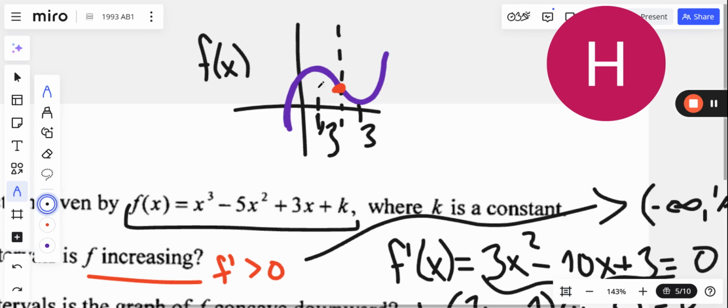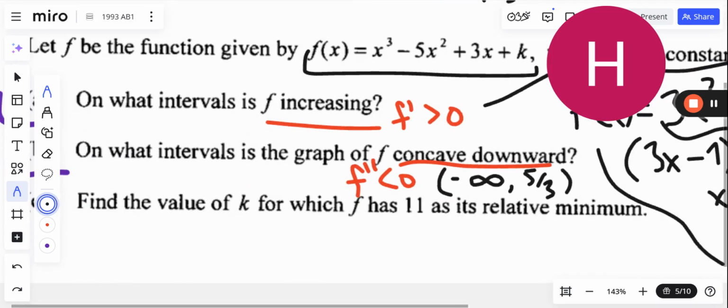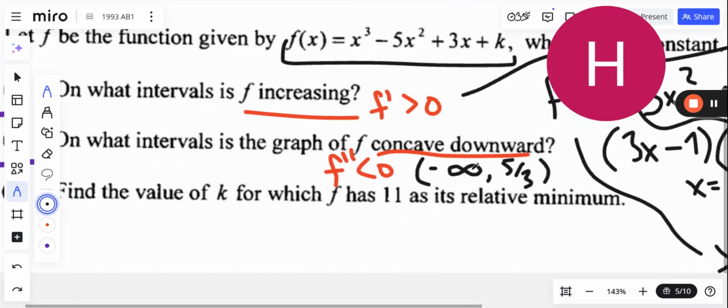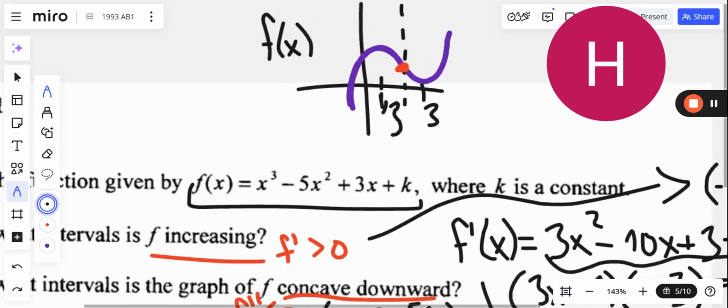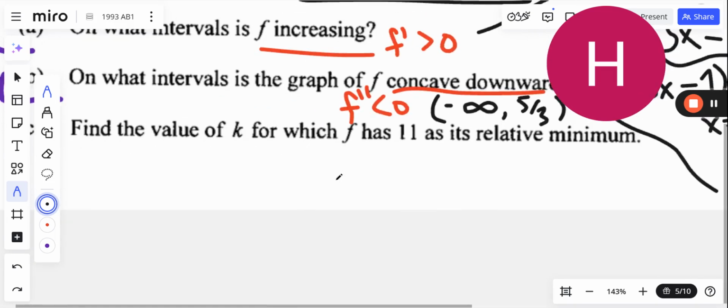If we wanted to know what y value that was located at, we would have to plug in 5/3 to the original. But it's not asking for the point of inflection. It's just asking for us to determine where it's concave down, which is when the second derivative is negative. We don't have to focus on that turning point from negative to positive.